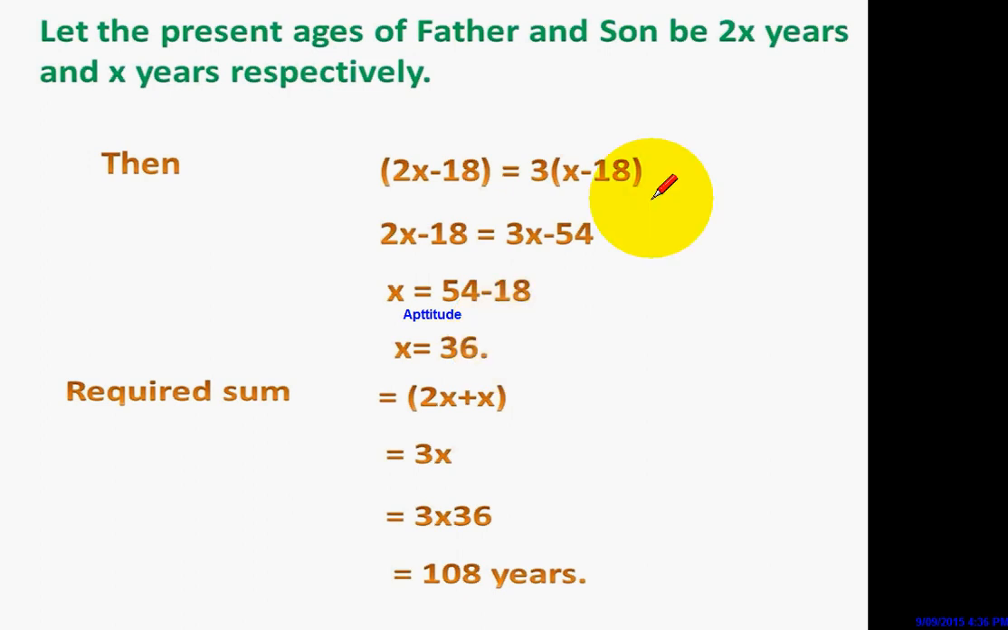And father's age is equal to 3 times. So I have multiplied by 3. Yes, that's it. From this we can easily calculate the value of x. That is 2x minus 18 is equal to 3x minus 54, where x is equal to 36.